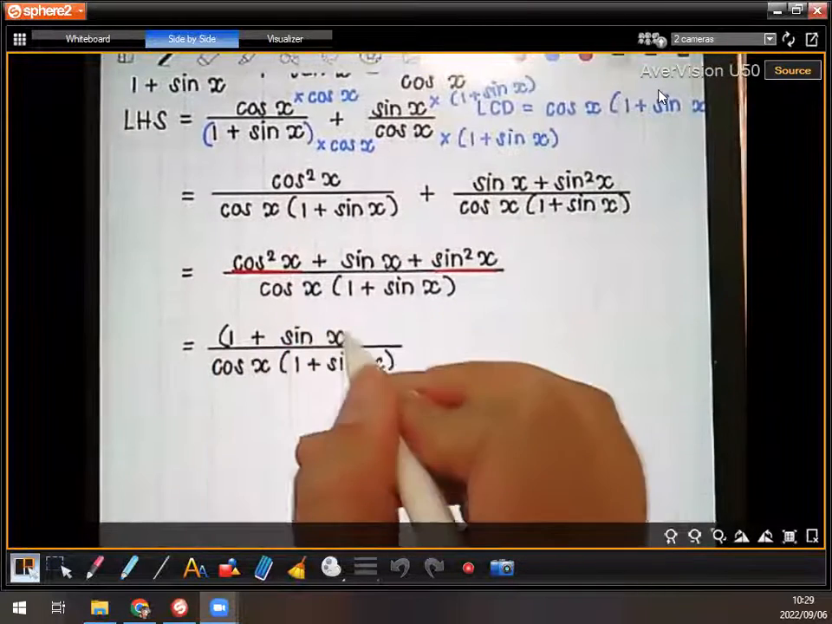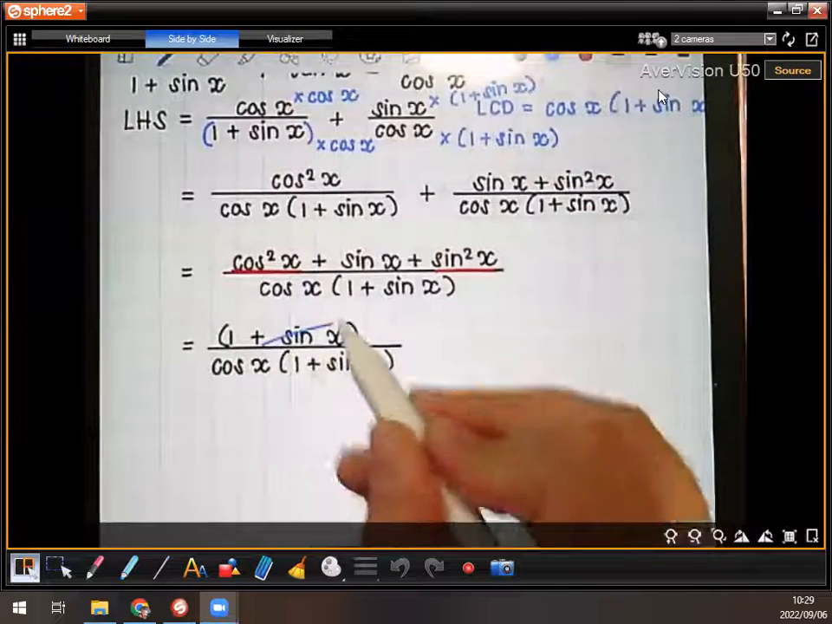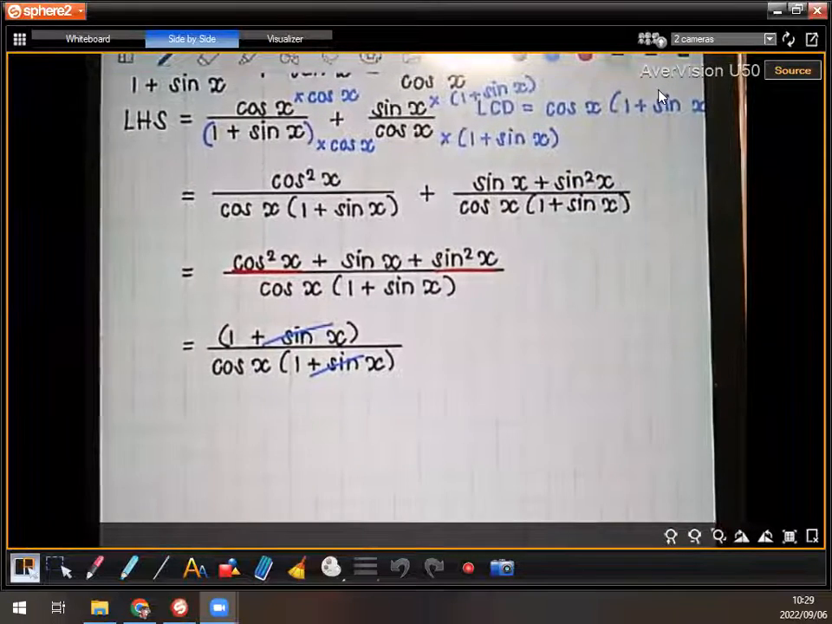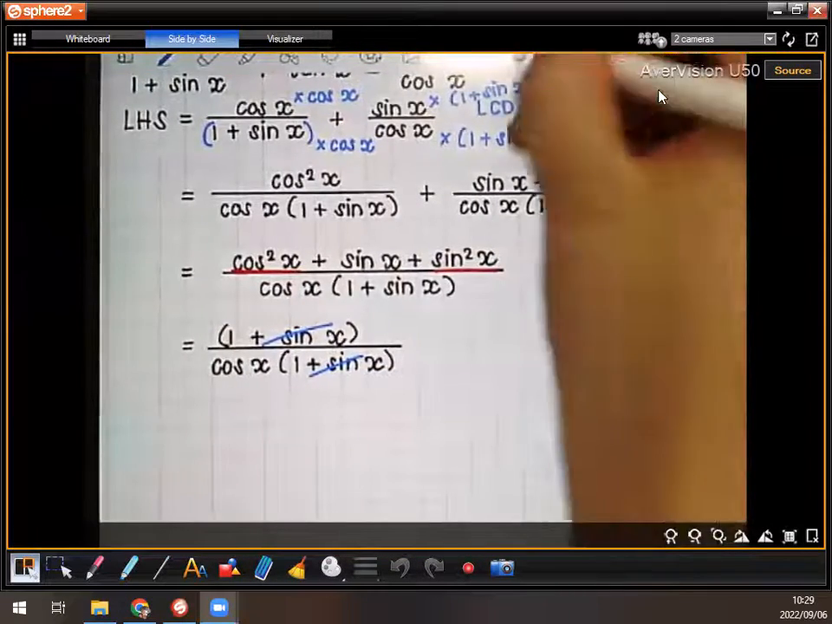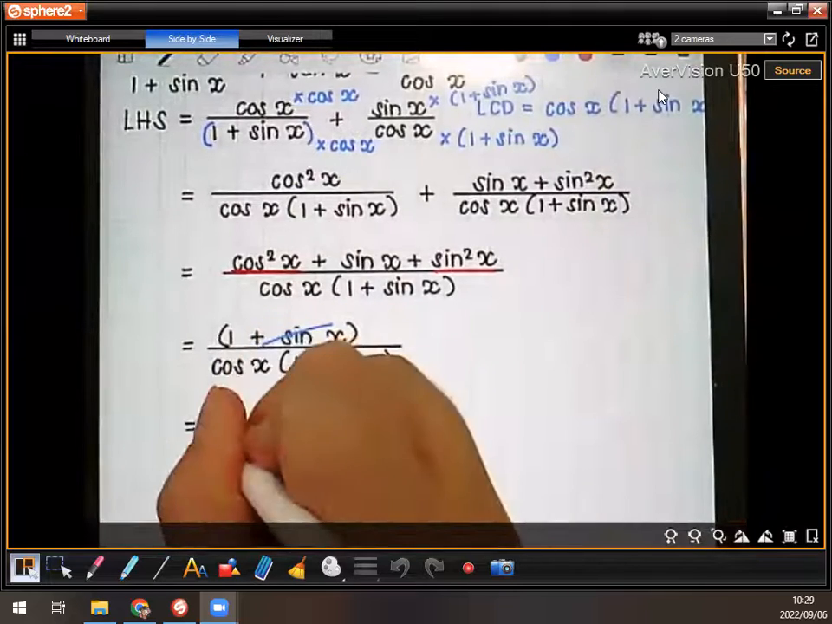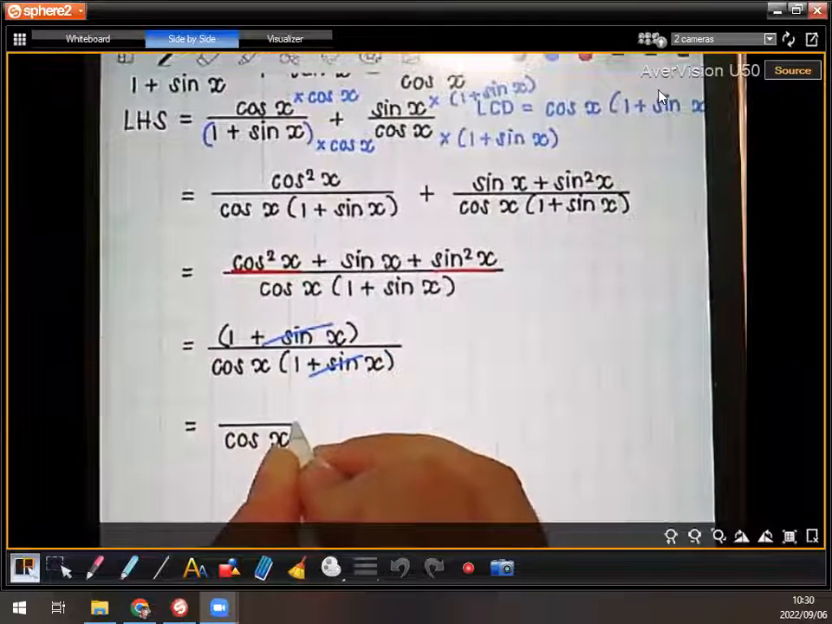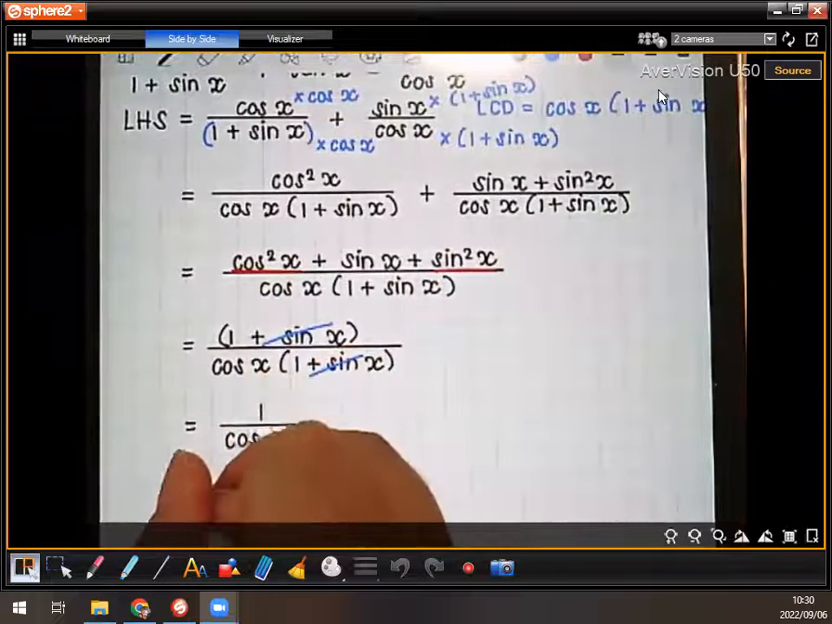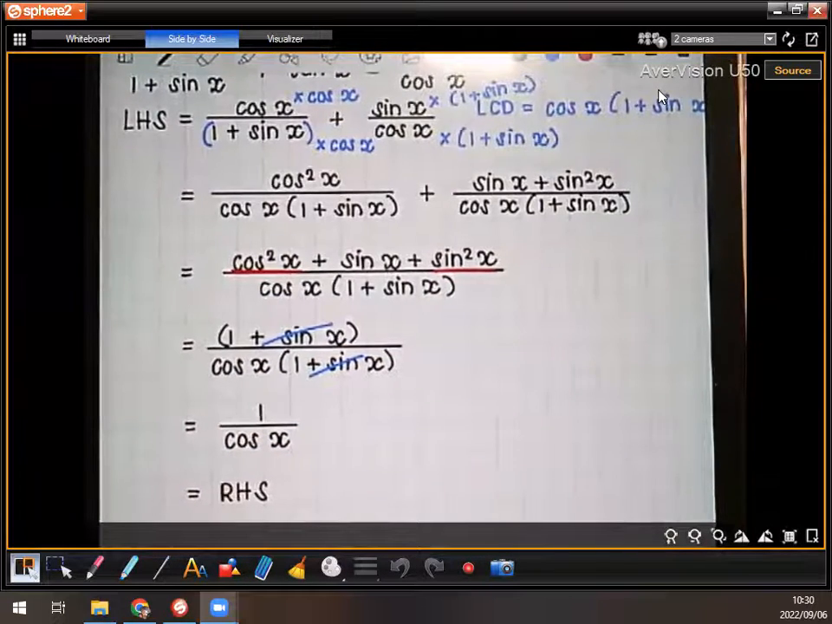At the top, you can just leave brackets around that. And now we can cancel it out. 1 plus sin x and 1 plus sin x. And what's left at the top if there's nothing left? If I cancel everything out, a 1, right? And at the bottom, what's left? Cos x. Which was the right hand side.